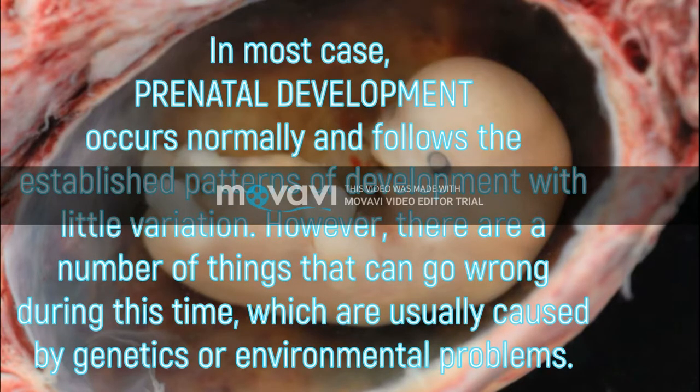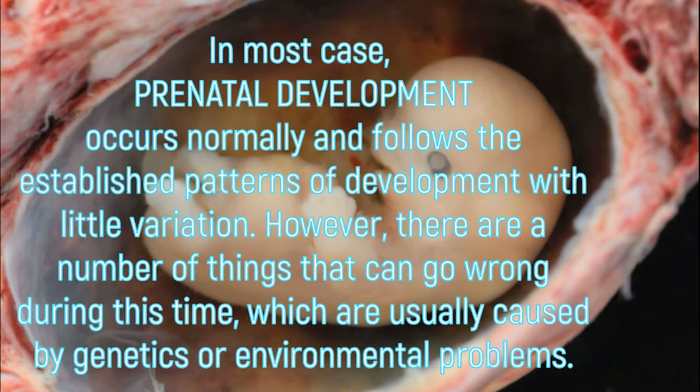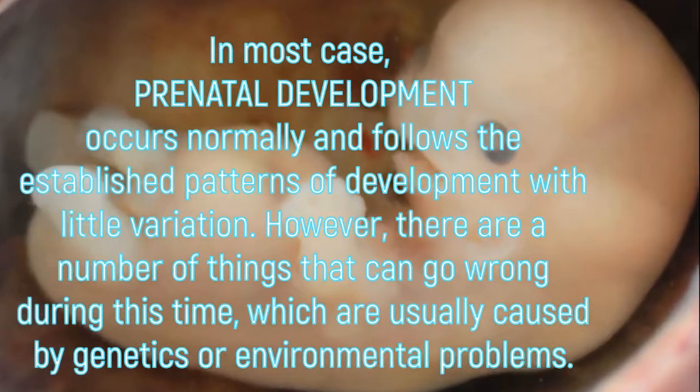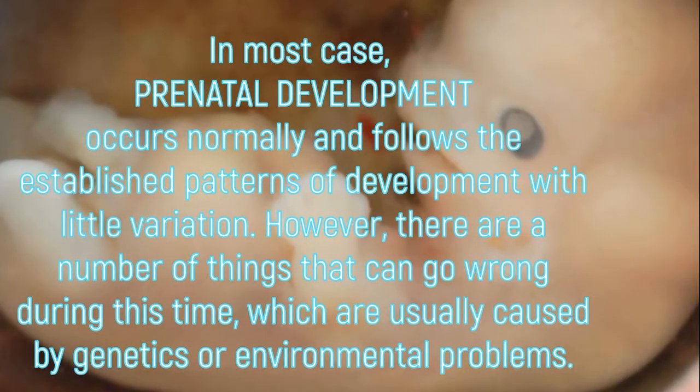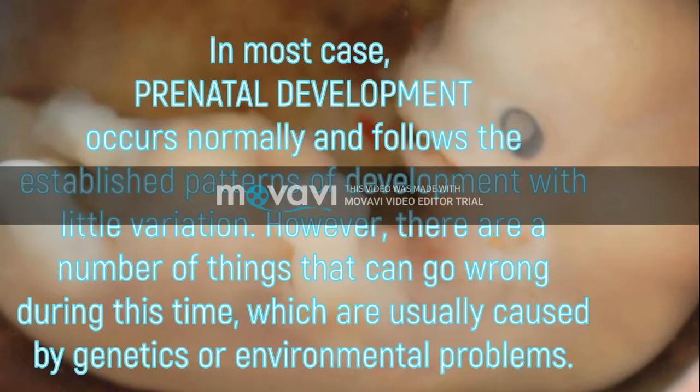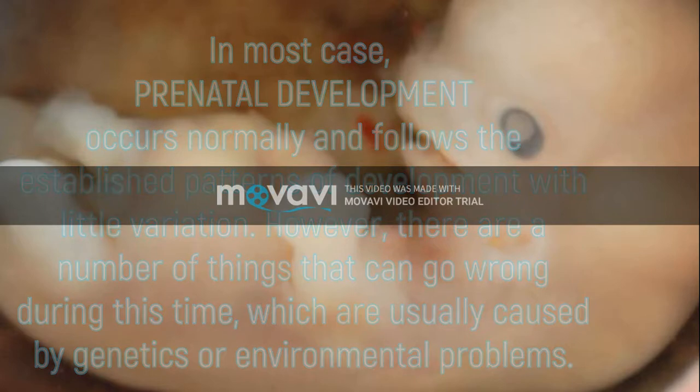In most cases, prenatal development occurs normally and follows the established pattern of development with little variation. However, there are a number of things that can go wrong during this time, which are usually caused by genetic or environmental problems.